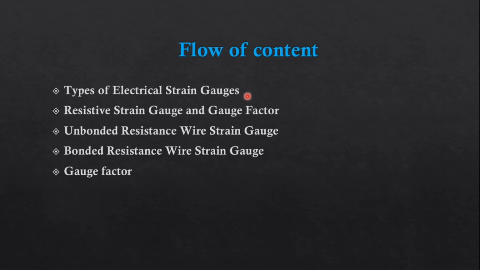Now in electrical strain gauge we are going to study different types, that is the resistive strain gauge and gauge factor. So what is the resistive strain gauge? We have two different types of resistive strain gauge: the unbonded resistance wire strain gauge and the second one, the bonded resistance wire strain gauge. And in the last we are going to study the gauge factor.